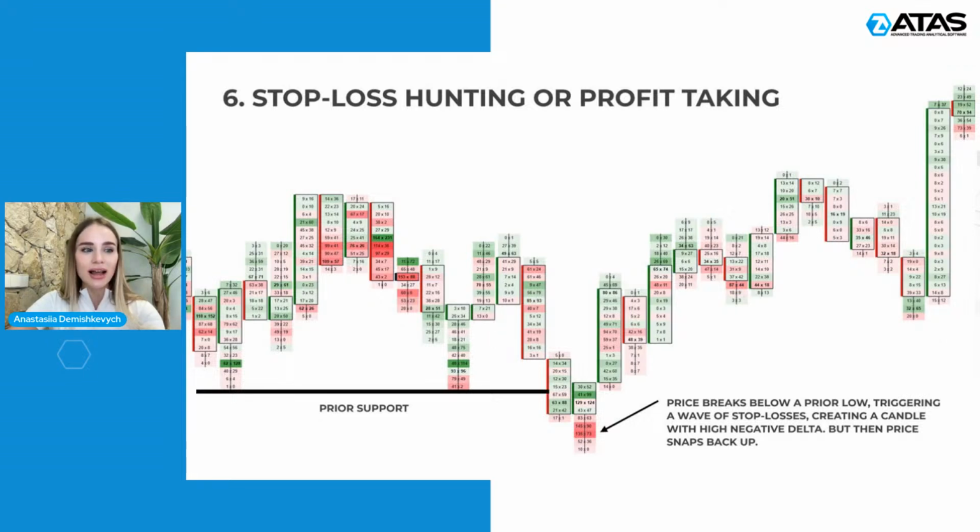So now let's have a look at how to activate the Delta colored footprint chart in your platform, because this setting is going to allow you to track all the 6 setups that we just talked about today.